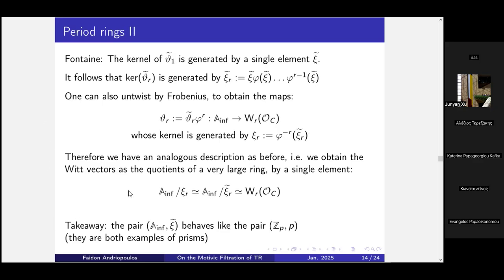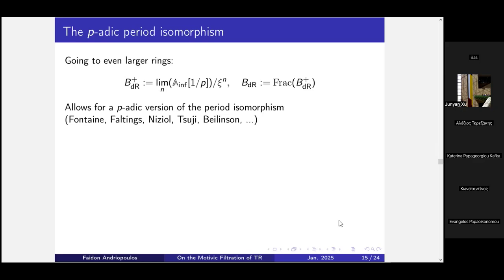The takeaway from Fontaine's theorem is that this very large ring A_inf, together with xi tilde, behaves similarly to the pair Z_p with p. What one does in the setting of p-adic Hodge theory is try to build very large rings called period rings, in an attempt to reincarnate the period isomorphism that we had in topology, but in the case of working with a scheme or a variety over Q_p.